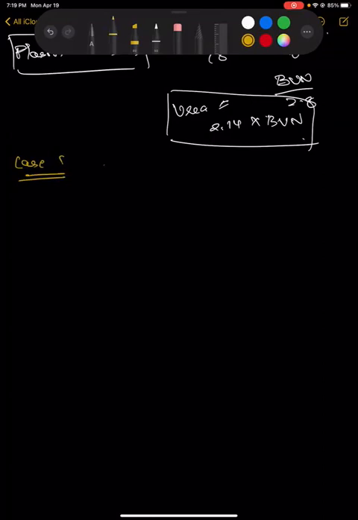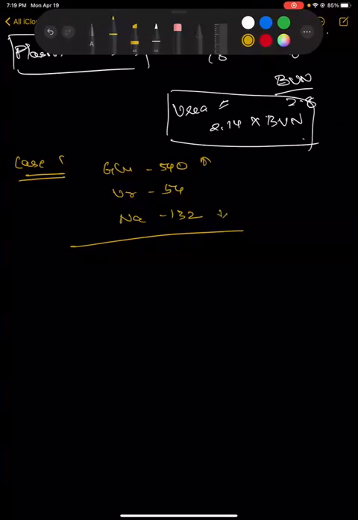Suppose the glucose level is 540, urea is 54, for example, and the sodium level is 132. So now we know that the patient is having an increase in glucose and a very mild decrease in the sodium. But now we don't know if it is a dilutional hyponatremia or an actual hyponatremia that we are dealing with because of some other cause.